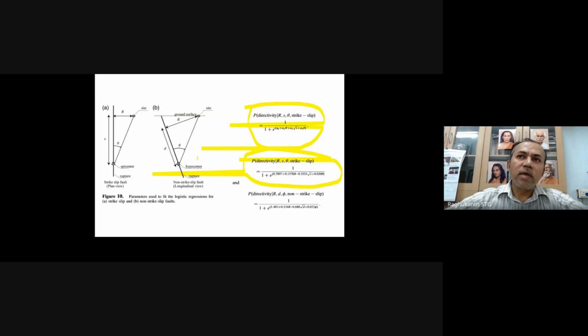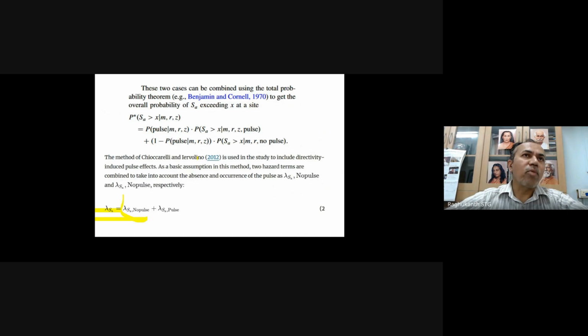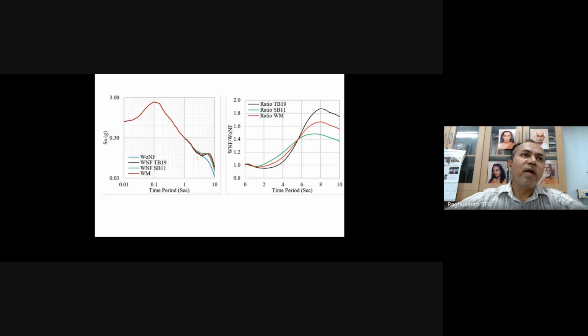Suppose a pulse occurs, we compute how the ground motion hazard curve looks. If there is no pulse, once again we calculate the hazard. Then we combine these two, including the probability of pulse and probability of no pulse, and then compute the hazard curve. This we have tried for the entire India.